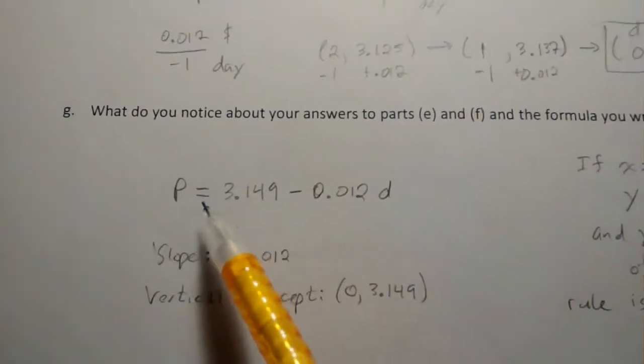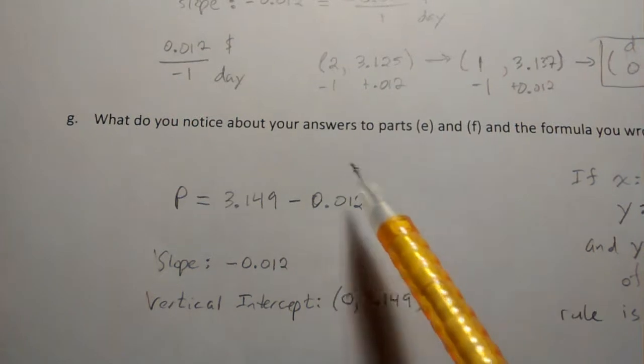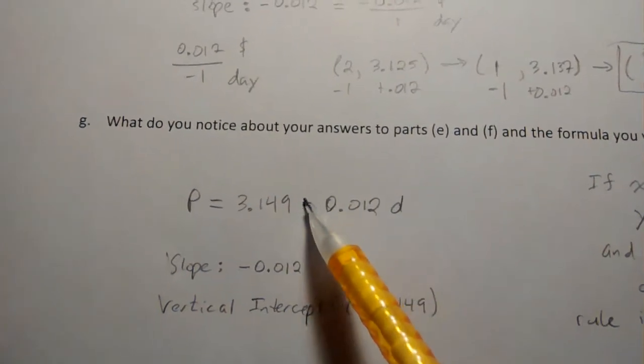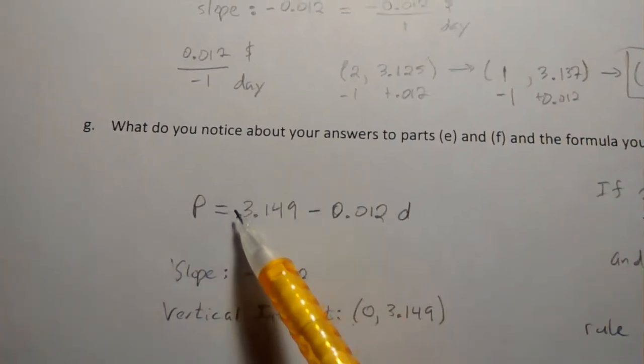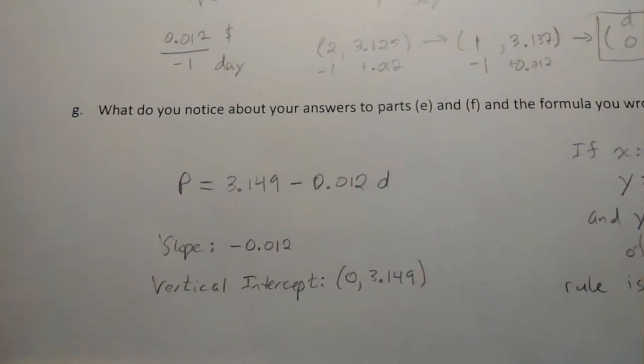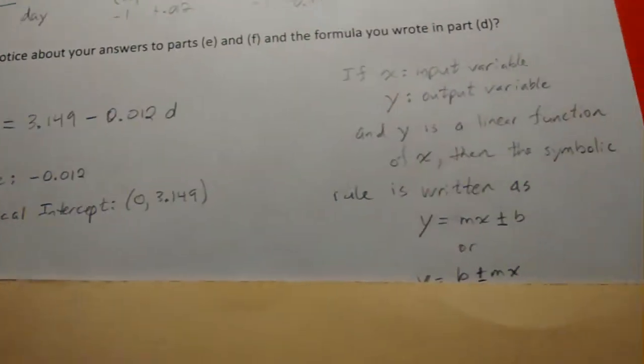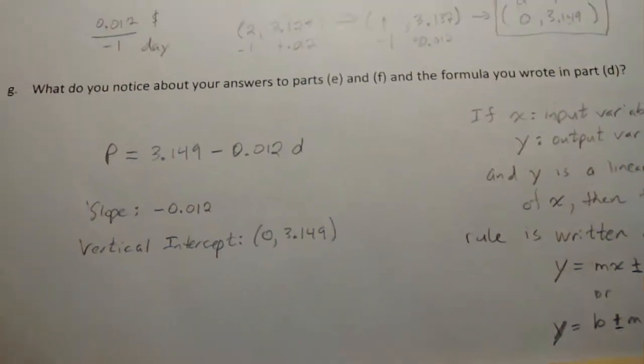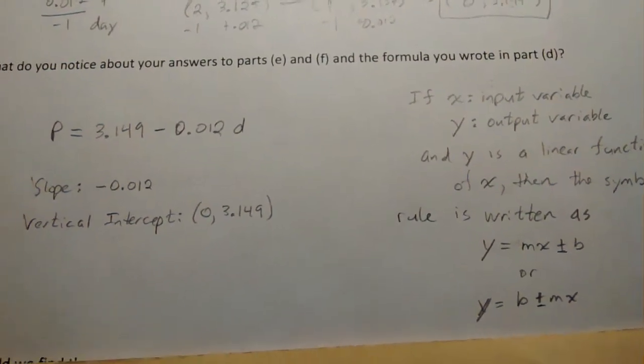So this, my friends, is what we call slope-intercept form. Why? Because the slope is sticking out like a sore thumb, and so is the second part of the vertical intercept. So this whole section is on the slope-intercept form, and so we're going to show you some more examples on how to use that.